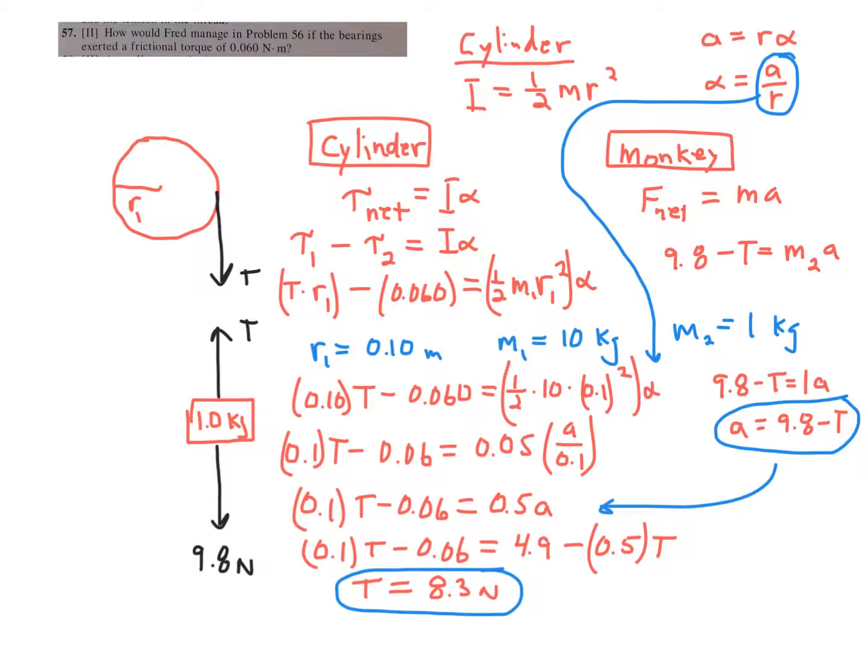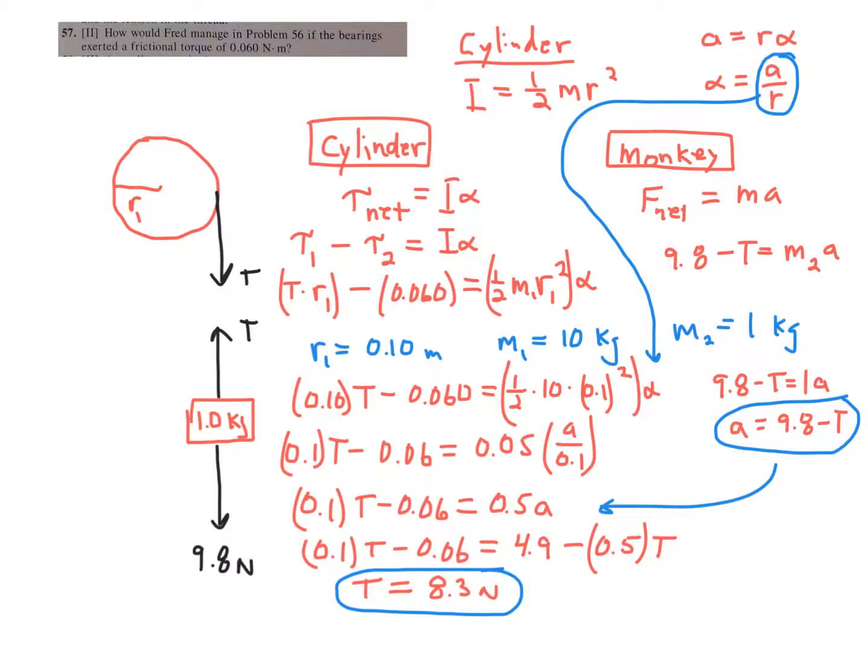So we apply basically Newton's second law to both objects. The monkey, F net equals ma, and it's the big force, 9.8, the downward force, minus the tension force equals the mass times the acceleration. I'm going to plug in there and simplify that a little bit. I'm plugging in a little bit earlier this time than I did in problem 56. The mass of the monkey is 1 kilogram, so we have 9.8 minus T equals 1 kilogram times a, being consistent with all our units.